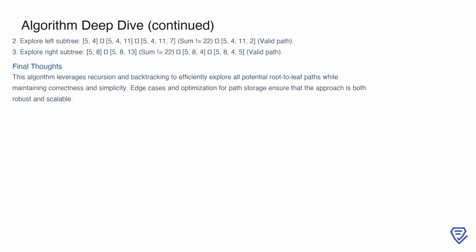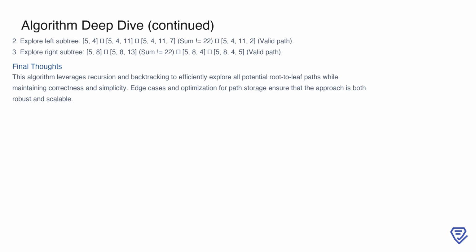Returning to the root, we then explore the right subtree. The path becomes 5, 8, then 5, 8, 13, which is not a valid path. Continuing onward, we reach 5, 8, 4, and finally 5, 8, 4, 5, which forms the second valid path.